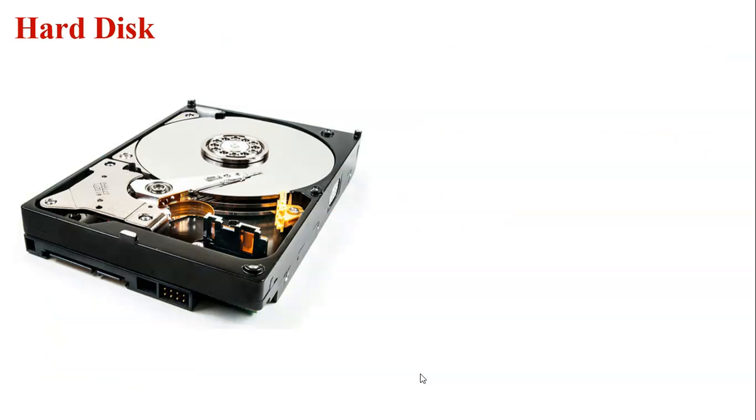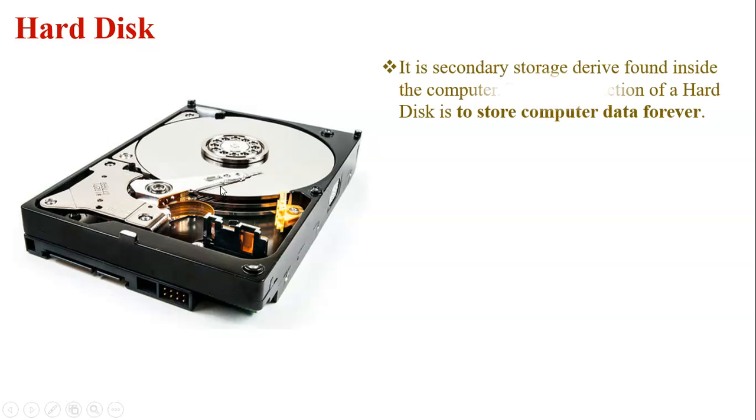So let us now discuss some of the secondary storage devices. First is the hard disk. What is the first secondary storage device? Hard disk. Very good. Now let us see what this hard disk does. This is the hard disk structure. In this manner it looks like this. This is called a hard disk.